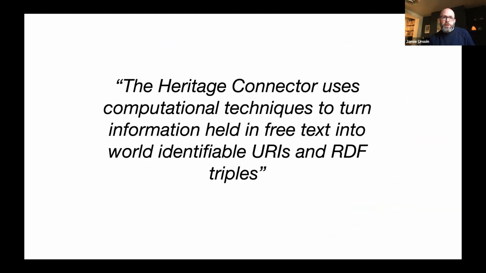John said we're using computational techniques to turn information held in free text into well-identified URLs and RDF triples. Well, we're doing two things. One is for the actual places, objects and people, we can try and connect them, and then inside those records themselves, we're trying to find the text as well. So we're doing it at two levels, both at the record level and within the text itself, to build those onwards connections. But as John said, we're trying to do this at scale, so we're making errors with this.